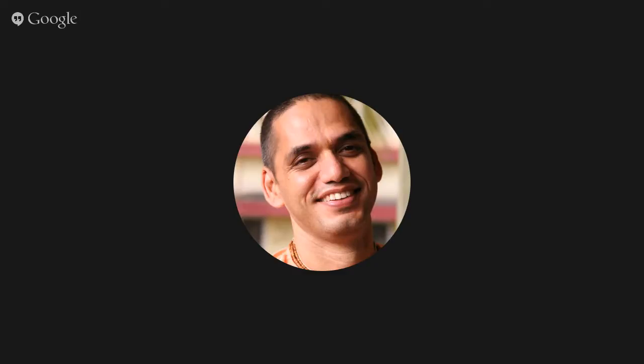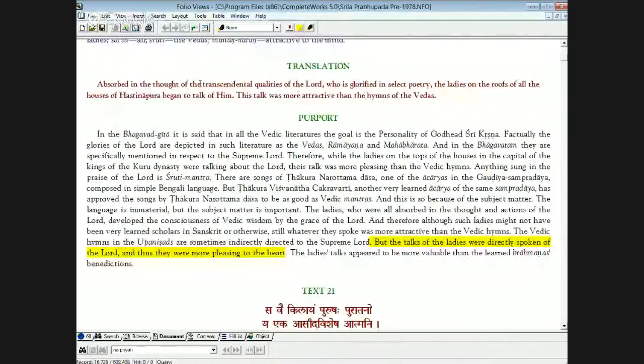Absorbed in the thought of the transcendental qualities of the Lord, who is glorified in select poetry, the ladies on the roof of all the houses of Hastinapur began to talk of him. And this talk was more attractive than the hymns of the Vedas. In the Bhagavad Gita, it is said that in all Vedic literatures, the goal is the Personality of Godhead Sri Krishna. Factually, the glories of the Lord are depicted in such literature as the Vedas, Ramayana, and Mahabharata, and in Bhagavatam they were specifically mentioned in respect to the Supreme Lord.